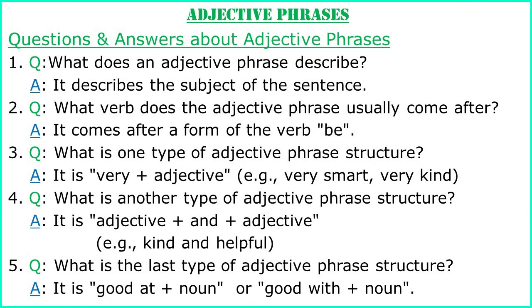Questions and answers about adjective phrases. 1. What does an adjective phrase describe? It describes the subject of the sentence. 2. What verb does the adjective phrase usually come after? It comes after a form of the verb be.